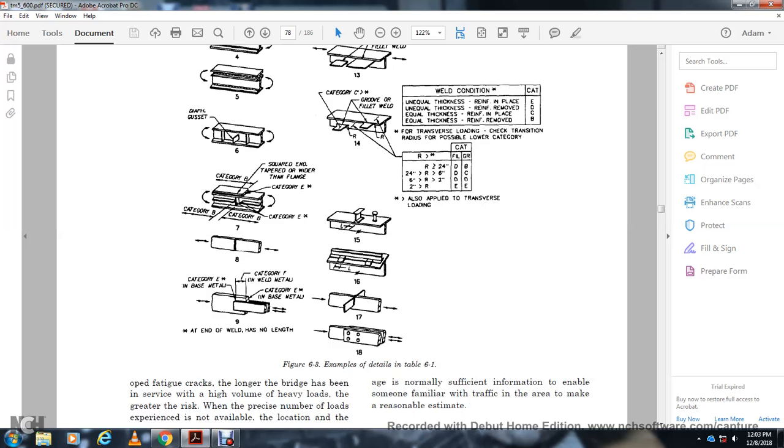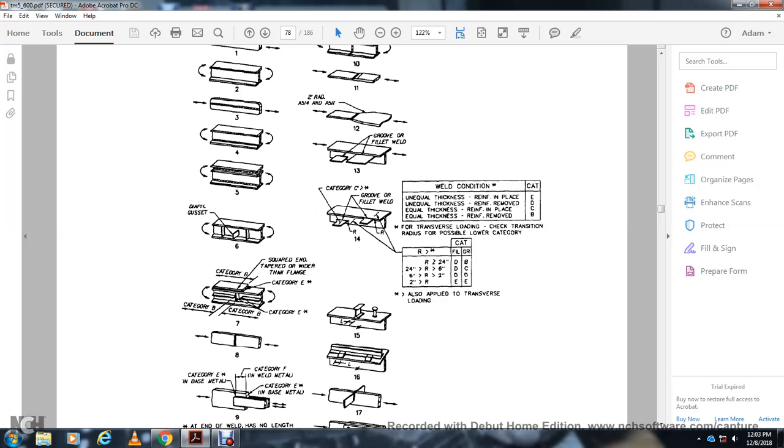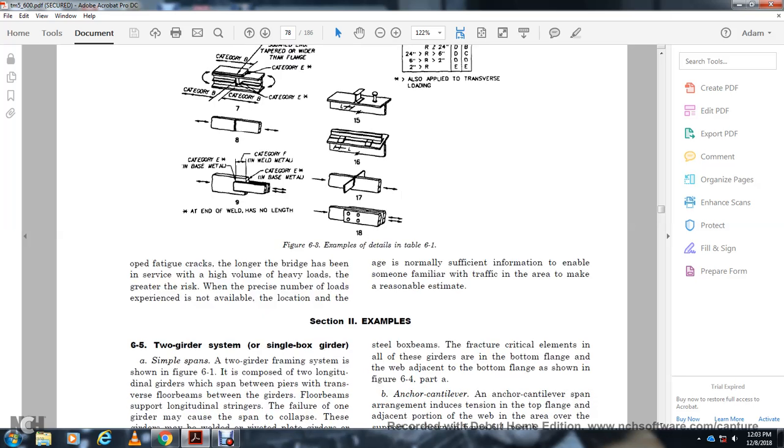Each has a length, and then they show the 10, 11, 12, 13, and 14 categories, 15, 16, 17, 18. Open fatigue cracks: the longer the bridge has been in service with a high volume and heavy loads, the greater the risk from the number of loads experienced. Where this is not available over the age of the bridge, there is usually sufficient information to enable someone familiar with the traffic in the area to make a reasonable estimate.